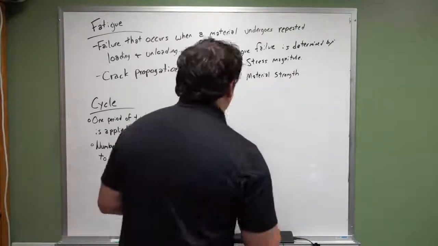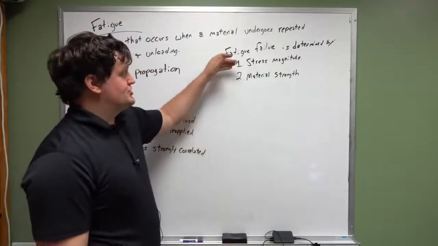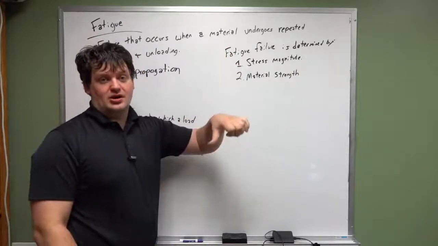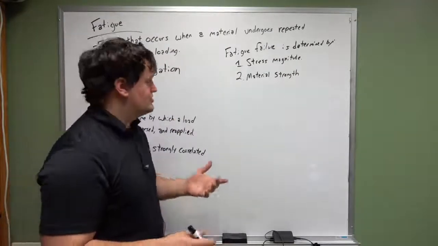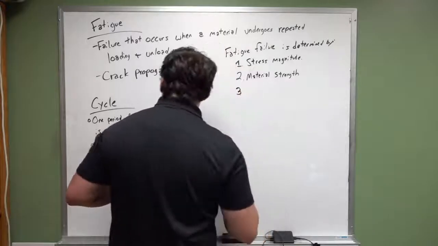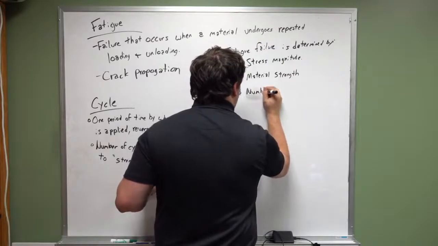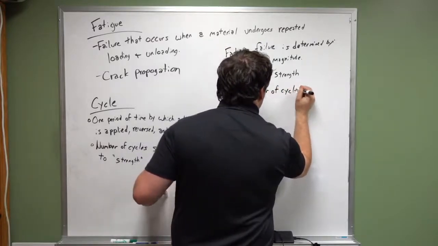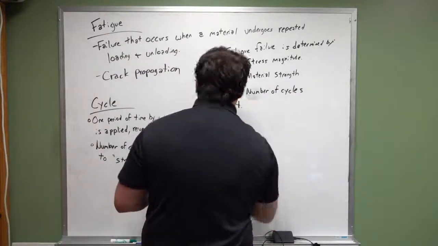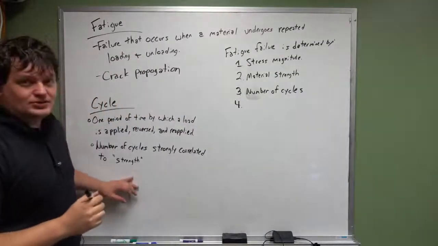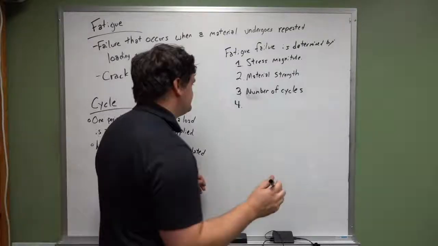Okay, but beyond this, these were the two biggest determining factors: stress, which is a function of loading and geometry, and the material strength, which is a property of the actual material that's chosen. But now in fatigue, we also have the number of cycles of loading that a material has to experience. We're also dealing with how fast they're loading, how often they're loading.